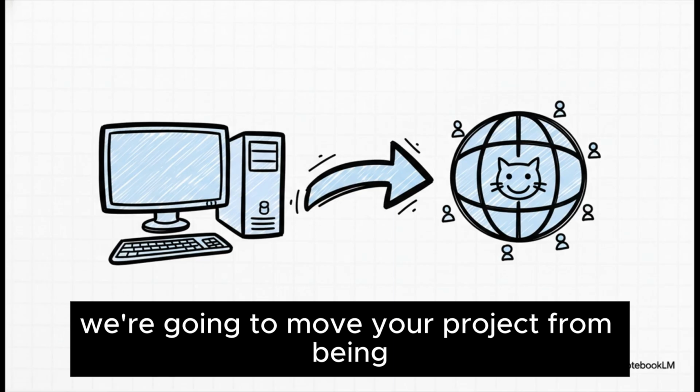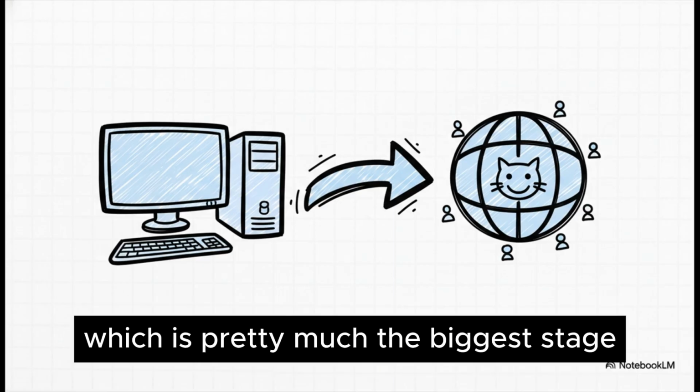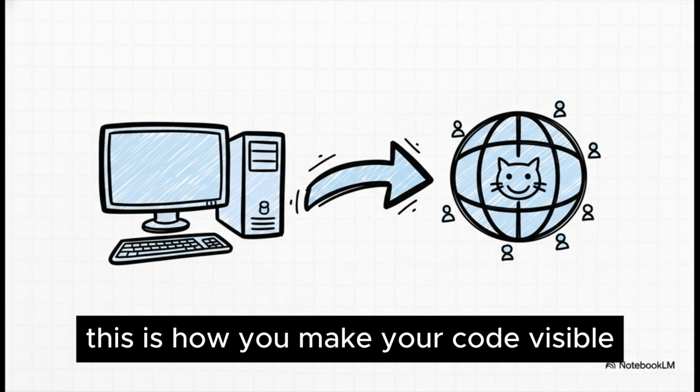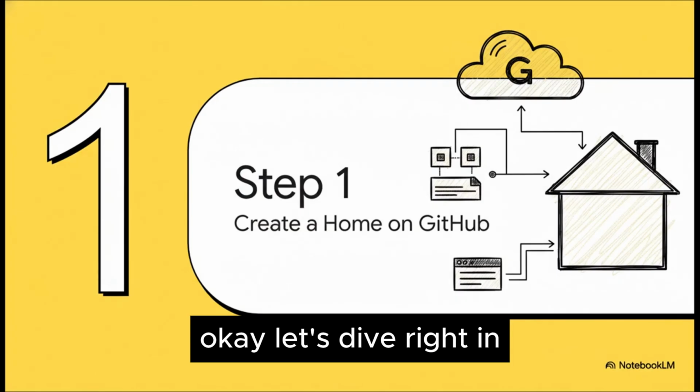We're going to move your project from being stuck on your local machine and get it onto GitHub, which is pretty much the biggest stage for developers in the world. This is how you make your code visible and start working with others. Okay, let's dive right in.